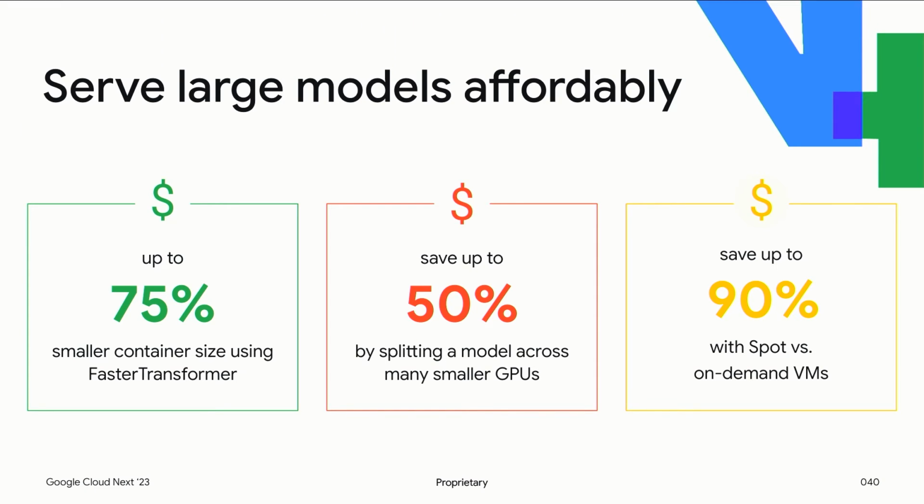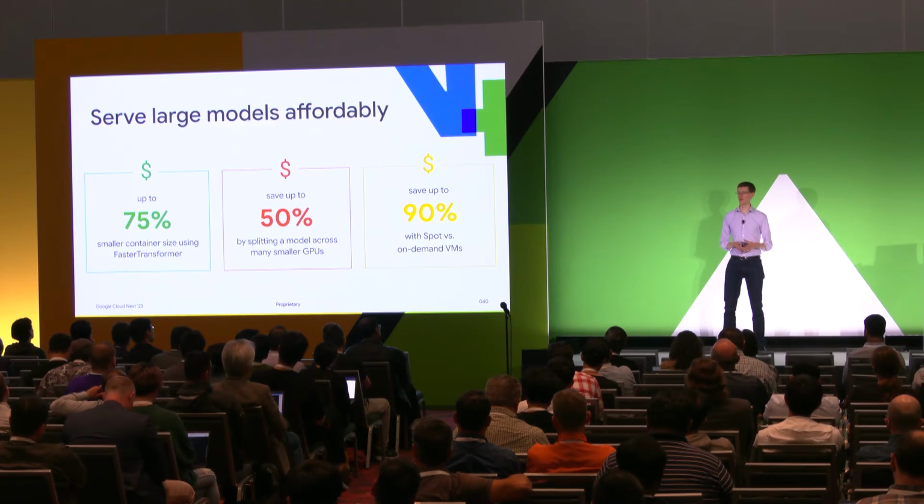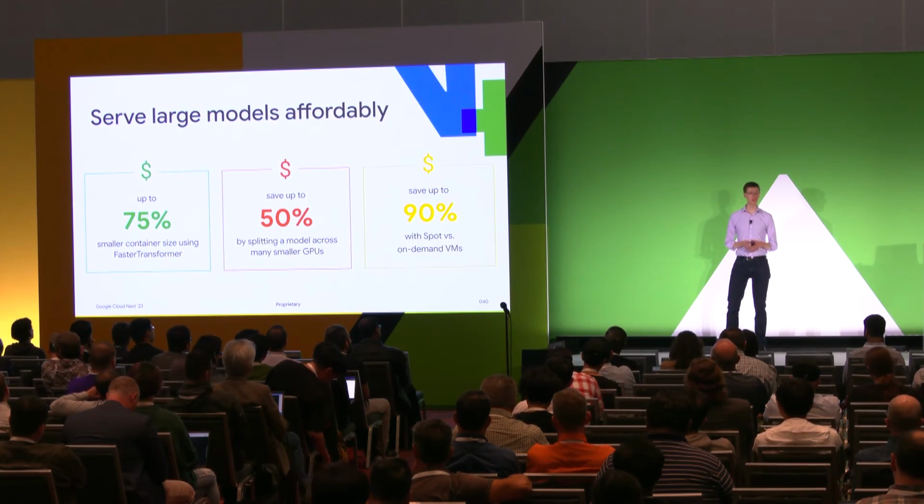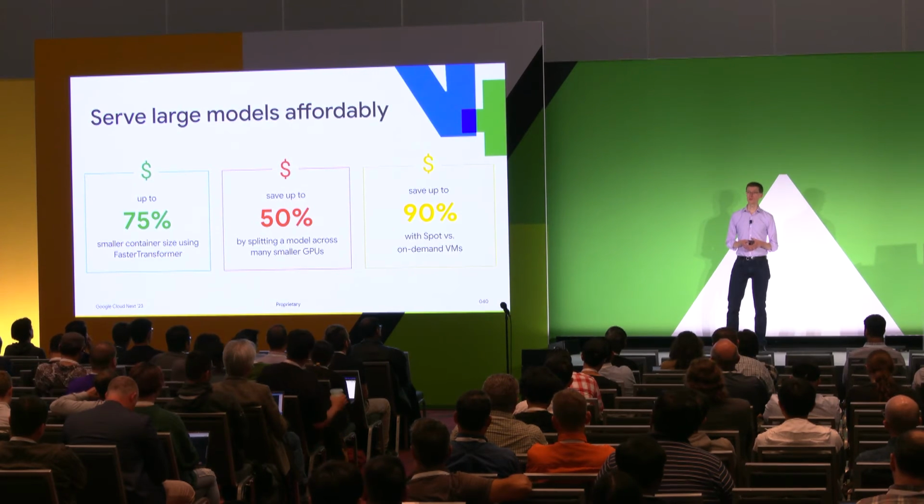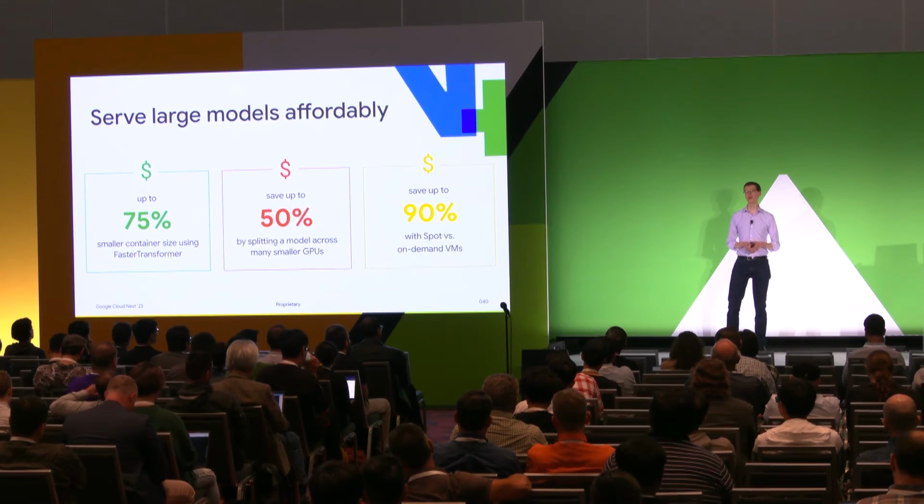In GKE, auto-scaling and node auto-provisioning makes it very easy to serve primarily using spot GPUs, which are up to 90% cheaper, but to fall back to on-demand instances when spot becomes unavailable.